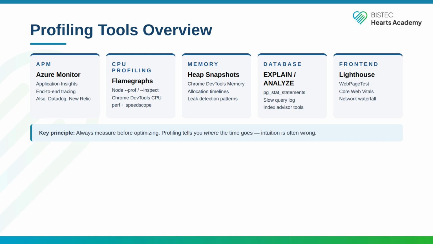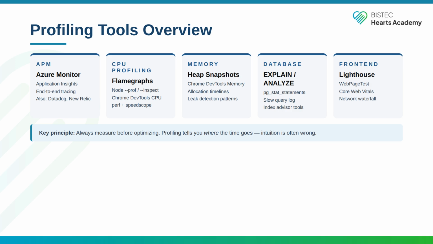Database profiling is where EXPLAIN ANALYZE becomes your best friend for PostgreSQL. pg_stat_statements aggregates query statistics across all executions. On Azure Database for PostgreSQL, Query Performance Insight provides this data in a visual dashboard. Frontend profiling rounds out the toolkit. Lighthouse gives you a comprehensive audit. WebPageTest provides real-world multi-location testing. Core Web Vitals are now ranking signals. They matter for SEO and for user experience.